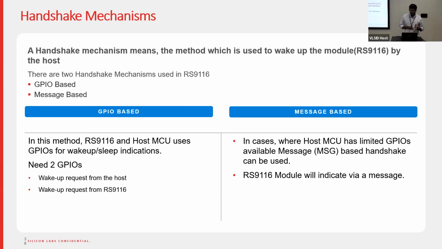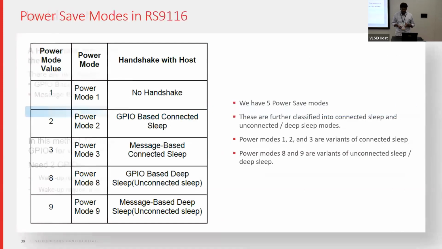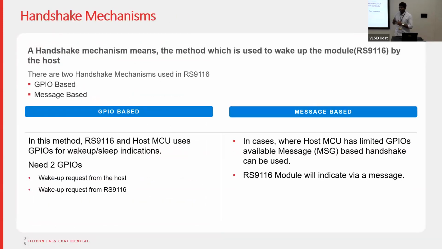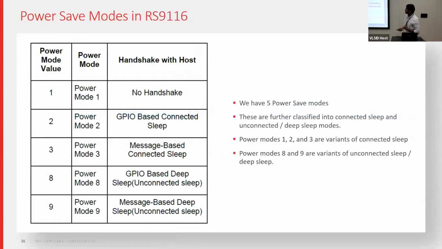The first one is the GPIO based. It is purely based on setting one GPIO and asserting and deasserting it. Depending on that, the communication will take place. So these are the two handshake mechanisms which we mostly use for keeping the IoT device in a power save state.